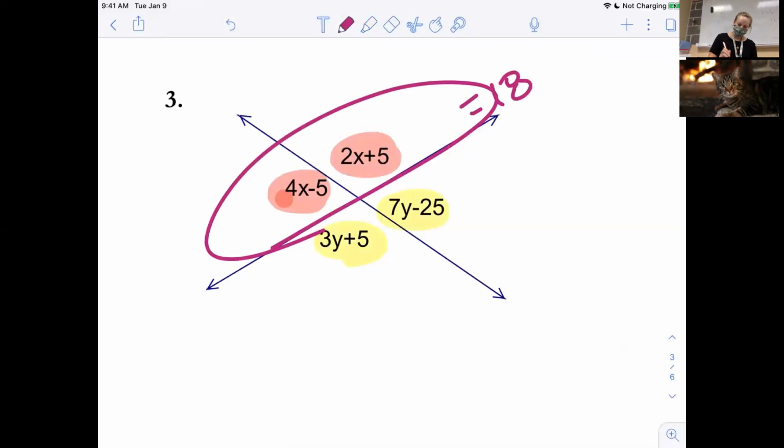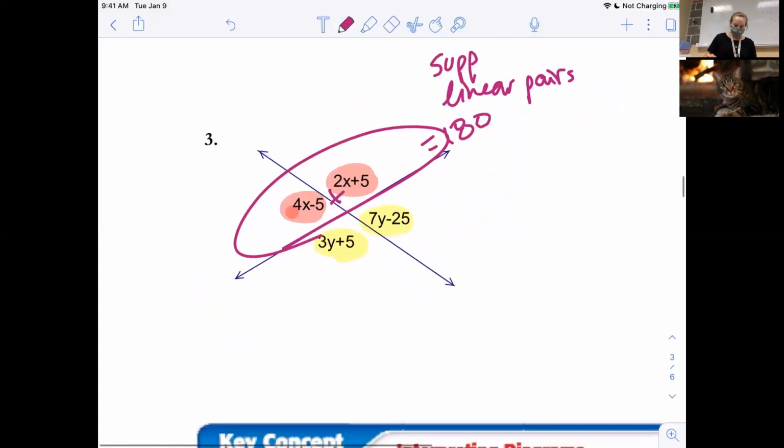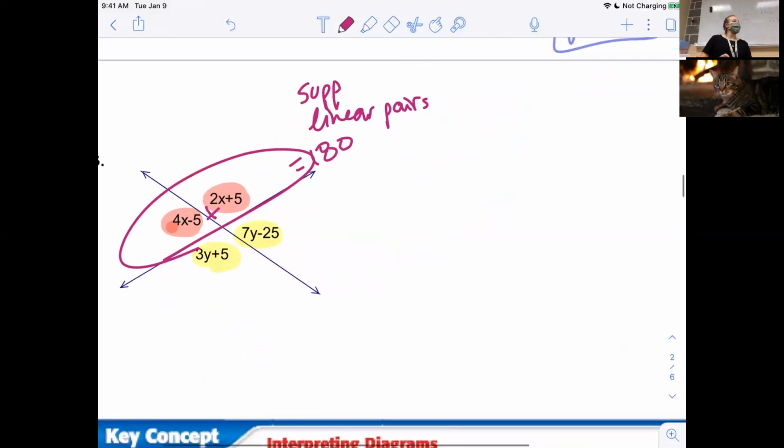Do you remember the word that we used for that? Supplementary. And then what's another special word for these 2 angles that are supplementary and adjacent? Linear pairs. Okay. So I love that, Austin. Thank you for telling me they add up to 180. You got the gist of it.